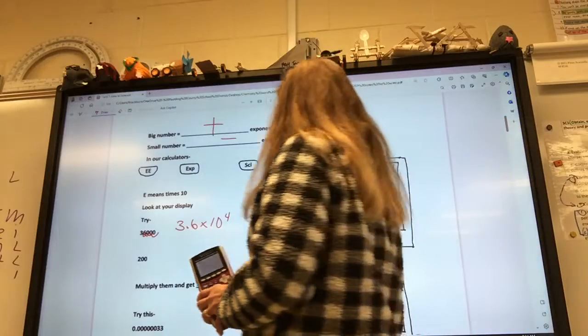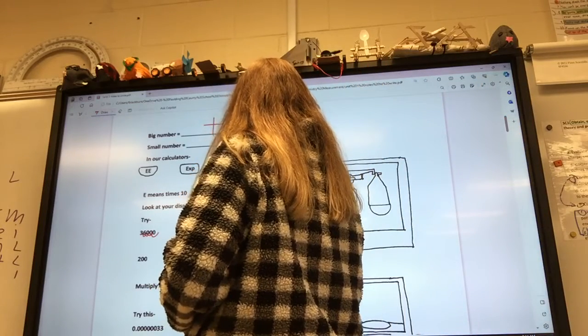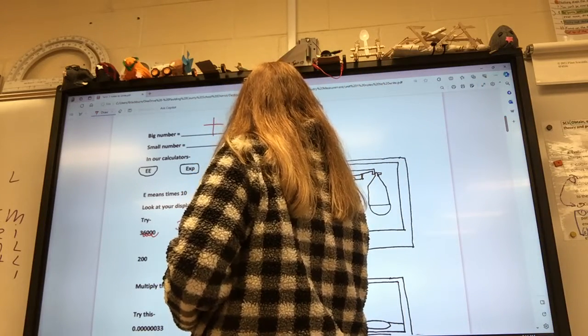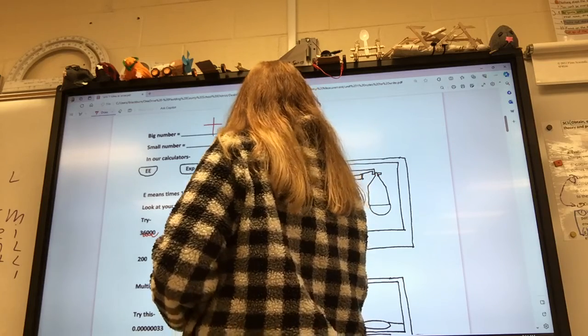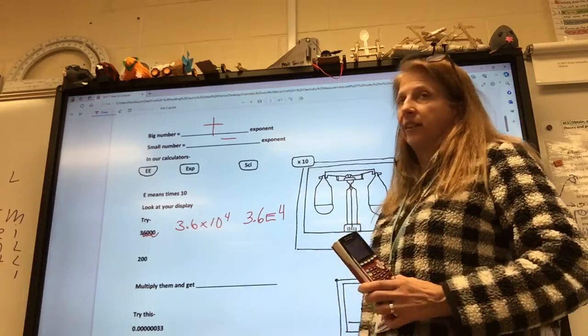Oh, and let me tell you this. The display looks like this: 3.6 E4. That is that number in the calculator.